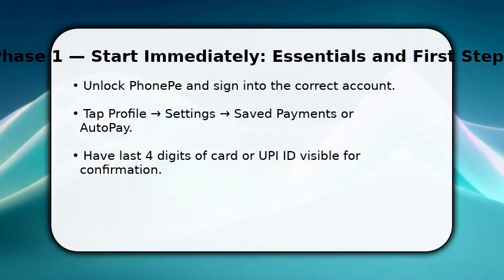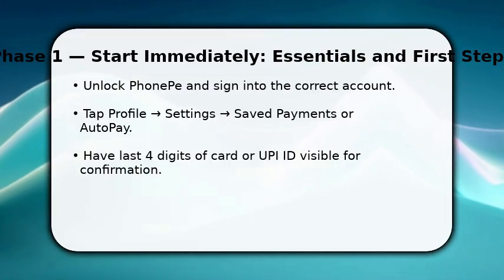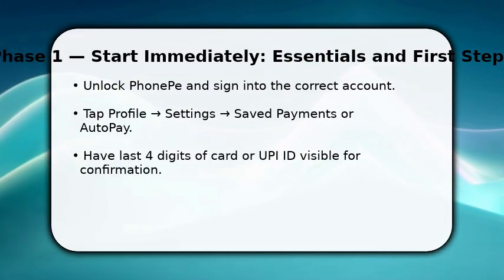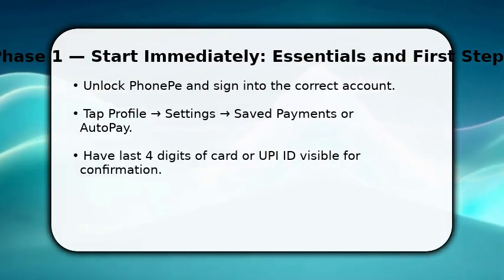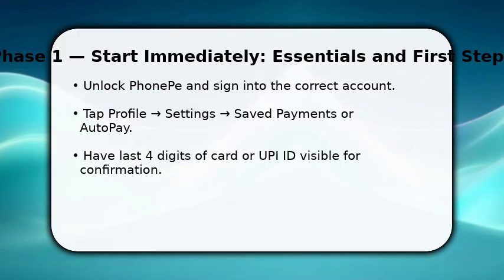You need to locate the merchant or UPI mandate you want to cancel. Make sure the last 4 digits or the UPI ID match what you expect. This avoids stopping the wrong recurring charge. Keep your phone unlocked and a stable network.